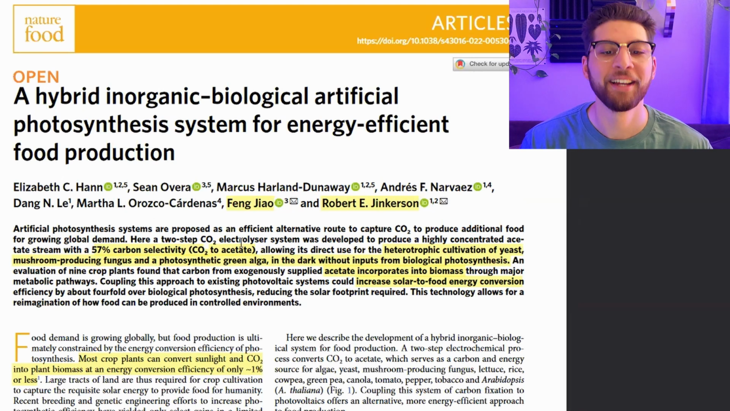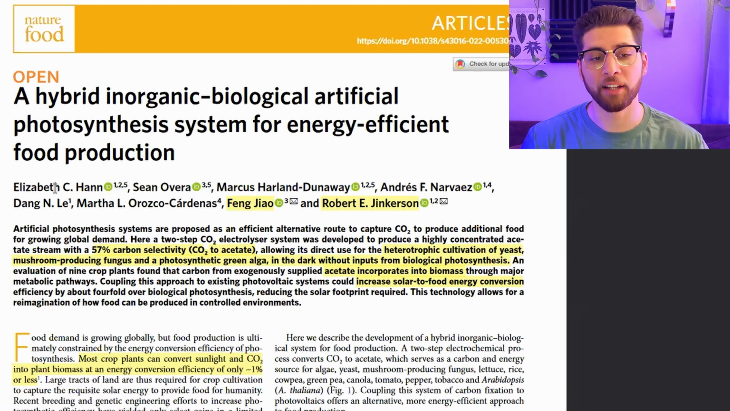He was on my committee. Feng Zhao, he does the electrocatalysis stuff. Robert is in the chemical engineering department at my university, but he does a lot of plant stuff as well, which I think is always cool to have that multidisciplinary touch. Dang, I know personally, he's a cool guy. He's a year below me.